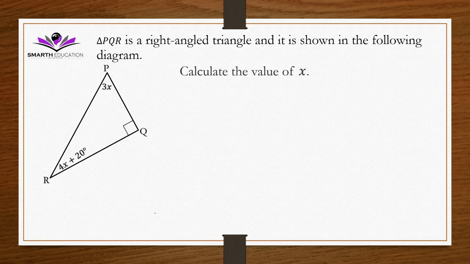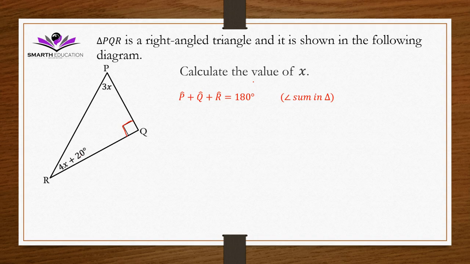Okay, let's do this together. So we're given all the three angles here because this is a right angle. This symbol means this is a right angle. So this is 90 degrees. So Q is 90 degrees, P is 3x, and R is 4x plus 20. Calculate the value of x.